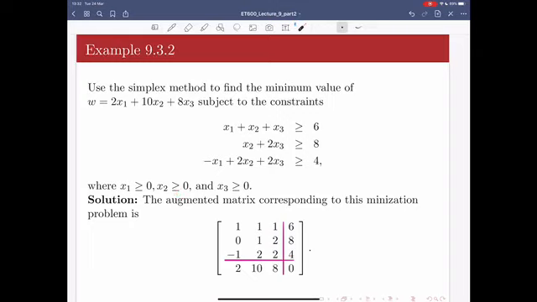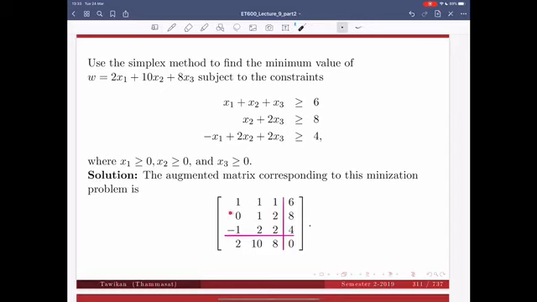So we start off by writing the augmented matrix that corresponds to this minimization problem. Again, this portion of the matrix, we got it from the coefficient of each variable. The first column contains all the coefficients of the variable x1 in each constraint: 1, 1, and negative 1. So 1, there's no x1 in the second constraint, so you get 0 right over there. Negative x1, so 1, 0, negative 1.